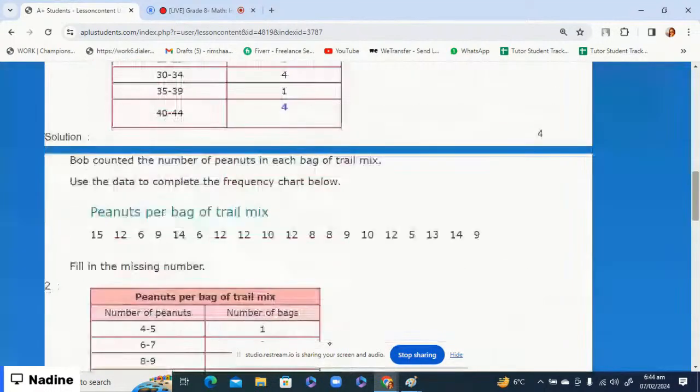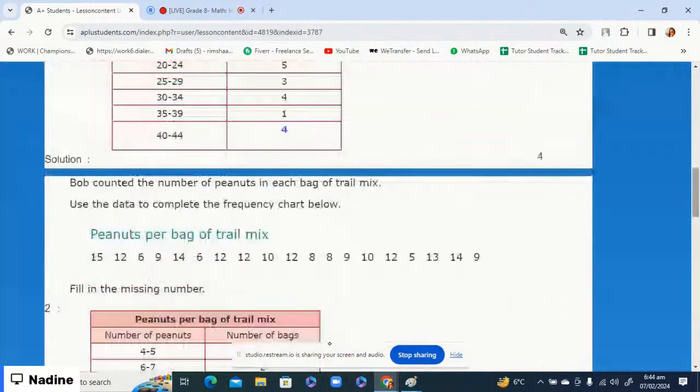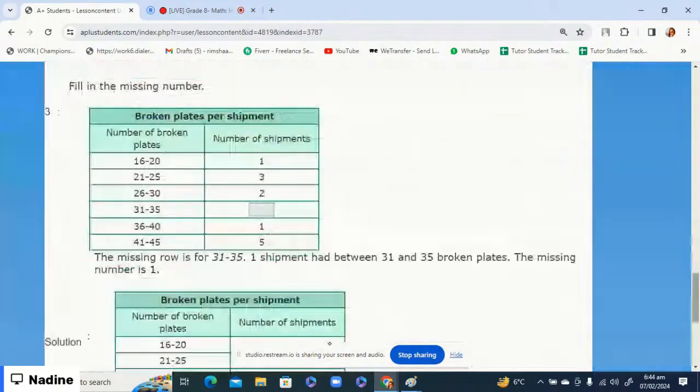That's it. In this way we just write down their frequencies one by one, all of it.